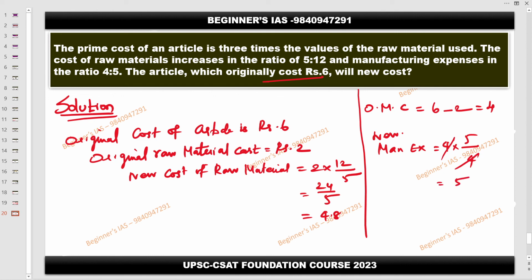But the question is dealing with the new cost of the article. What would be the new cost of the article? It is equal to the new cost of the raw material plus the new manufacturing expense. So that is going to be the new cost of the article, 9.8 rupees. I think this question was asked in some exam, I don't know whether CAT or MAT.